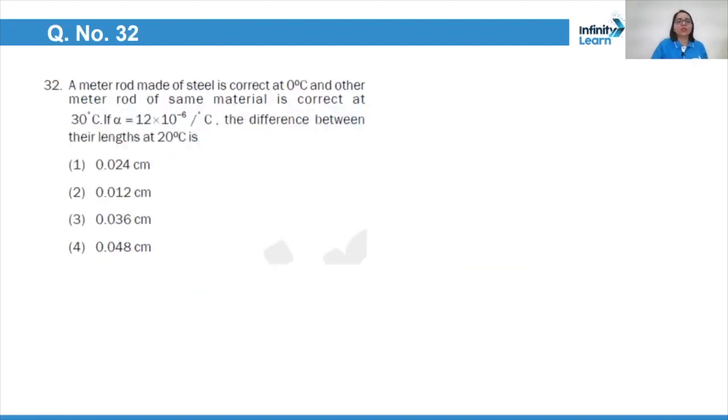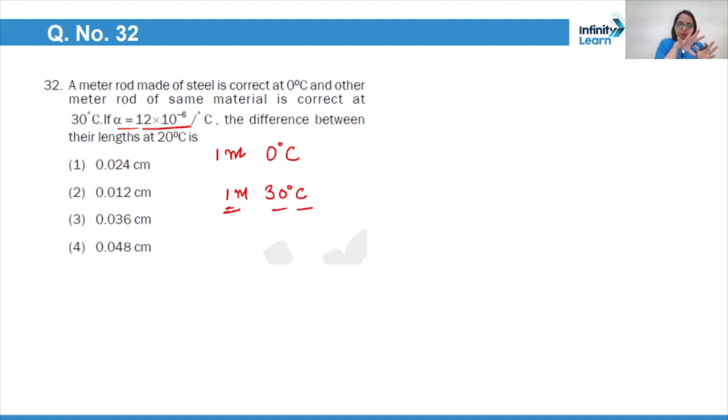Question number 32. A meter rod made of steel is correct at 0 degrees Celsius and another meter rod of the same material is correct at 30 degrees Celsius. If alpha is 12 into 10 power minus 6 per degree Celsius, the difference between their lengths at 20 degrees Celsius is. So let's say we have meter scales. The initial length of this scale at 0 degrees Celsius is 1 meter. Of this scale, it is 1 meter at 30 degrees Celsius.